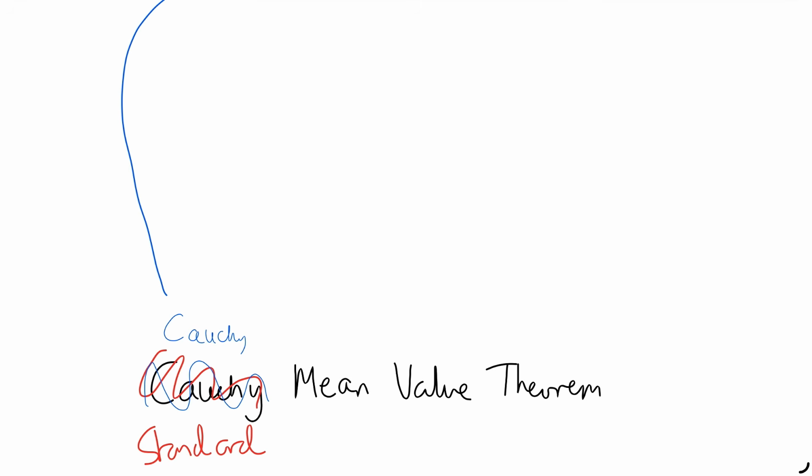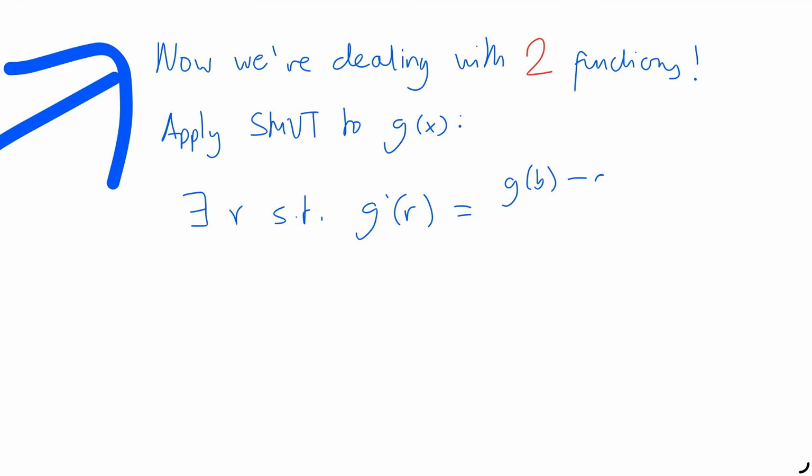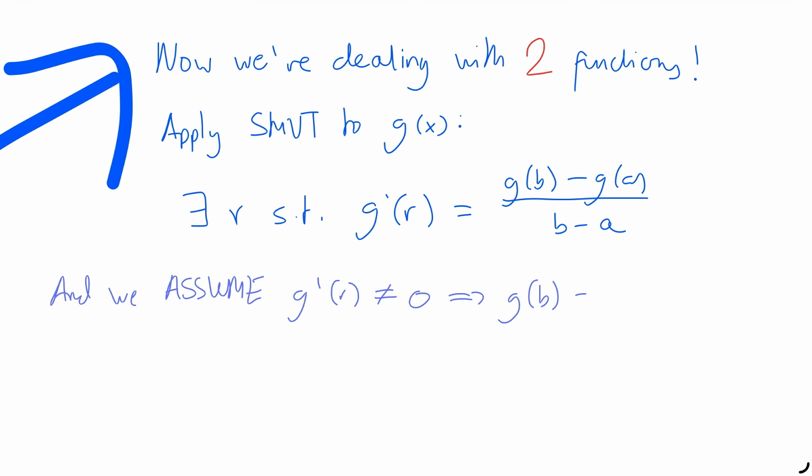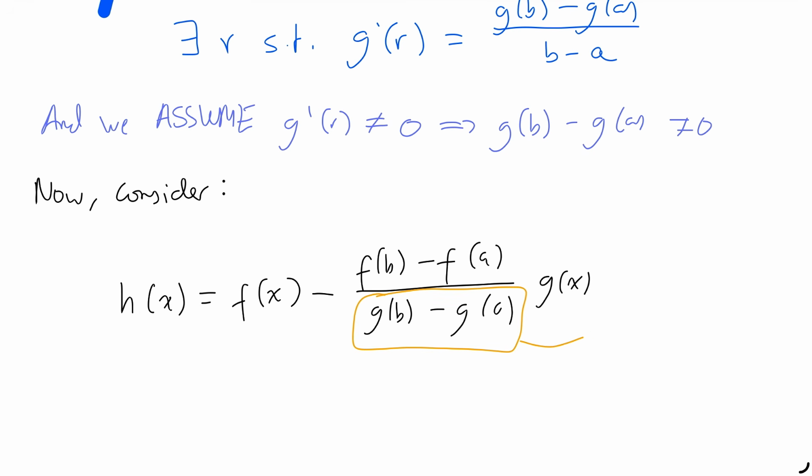And the main difference here is that all of a sudden we're dealing with two functions, f(x) and g(x). Now for g(x) we apply the mean value theorem and say that there exists some r such that g'(r) = (g(b) - g(a)) / (b - a). And we assume here that g'(r) does not equal 0, and thus g(b) - g(a) also doesn't equal 0. Now this is important because now I'm going to ask you to consider this funky function. And our work above tells us we'll have no problem since the denominator is non-zero.